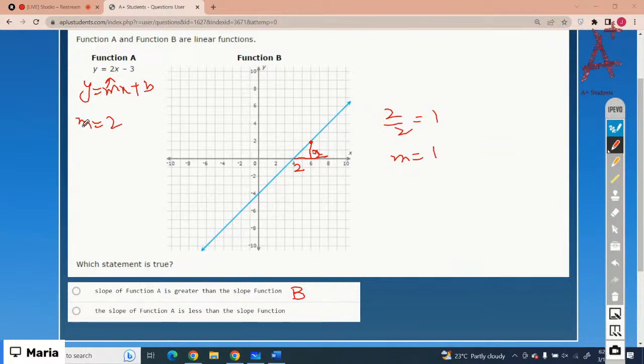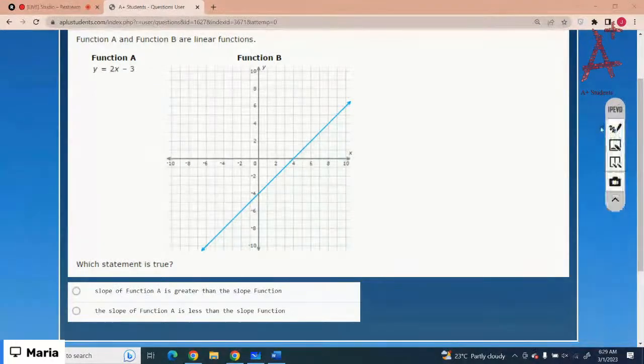Just calculate the slope. From the equation it is very easy: y equals mx plus b, m is 2. And from the graph it is again very easy. You can just see the change in y and change in x. It would be 2 over 2. The slope is 1. Got it? So option number 1 is the correct option.